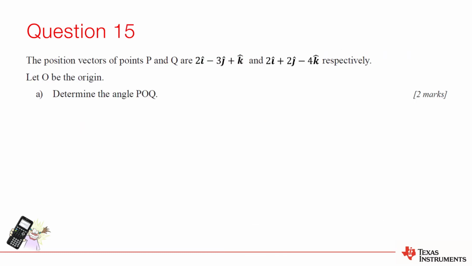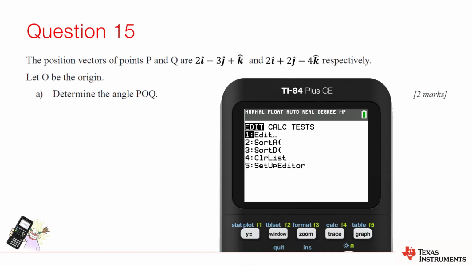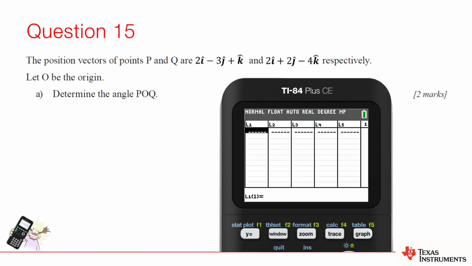Question 15. This question provides us with two position vectors, OP and OQ. The TI-84 Plus does not have any inbuilt vector functionality, so by hand calculations are probably the most expedient method to solve this problem. However, just for fun, I'll demonstrate how these calculations could be done. OP and OQ can be written as matrices or lists. For this example, I will use the lists.